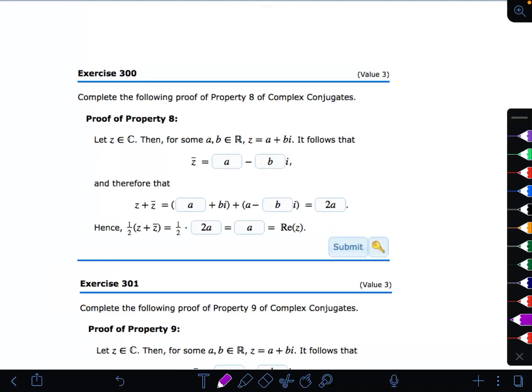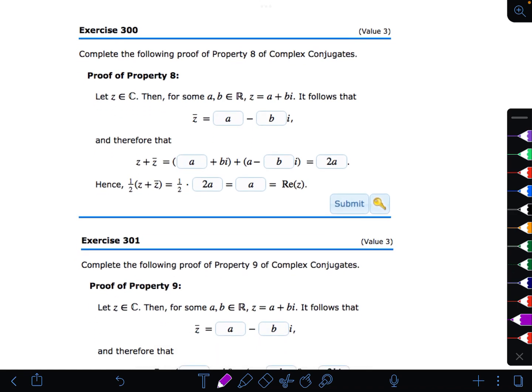Hello again, students. I wanted to wrap up our discussion of these proofs on complex conjugates. As you can see, I've got the answers laid out for you here in this document.